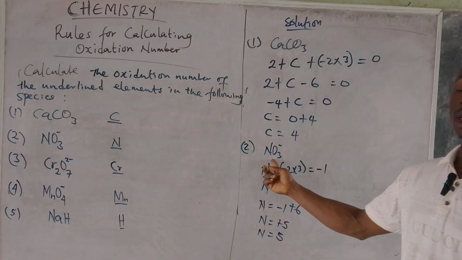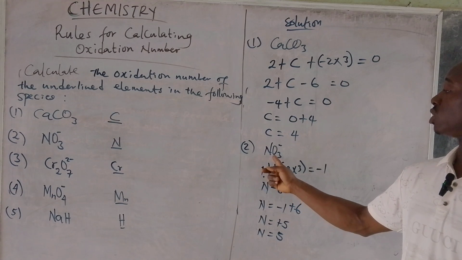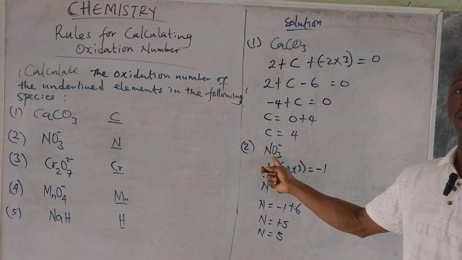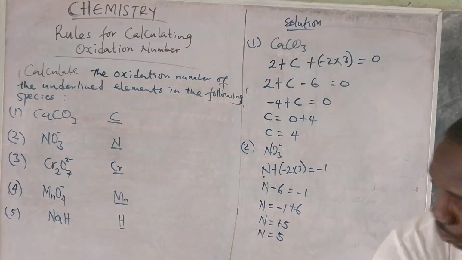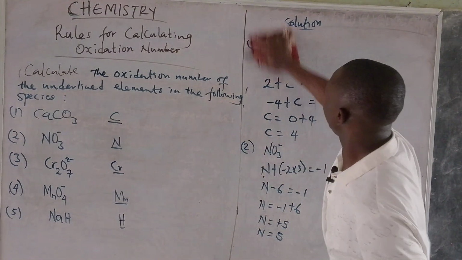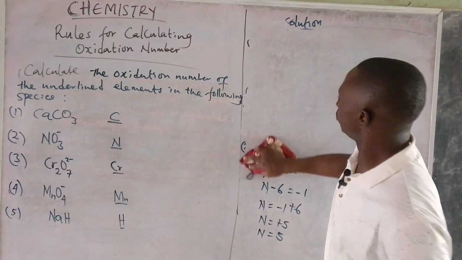So this radical, or this ion, can be named trioxonitrate 5 ion. You have to put "ion" at the end of the naming. All right, so we move on. Number 3.